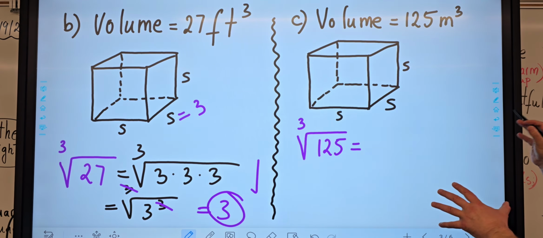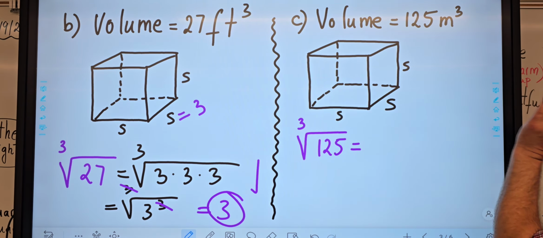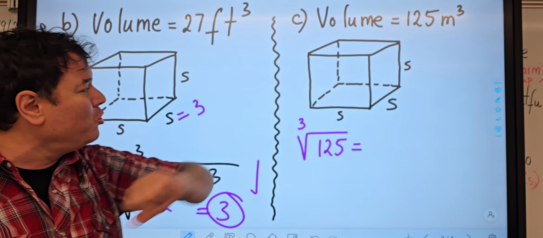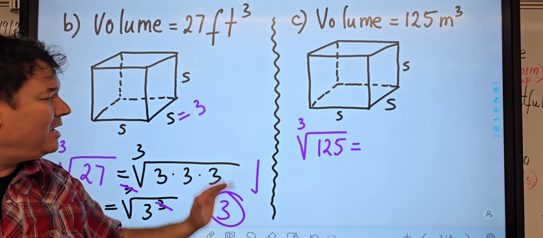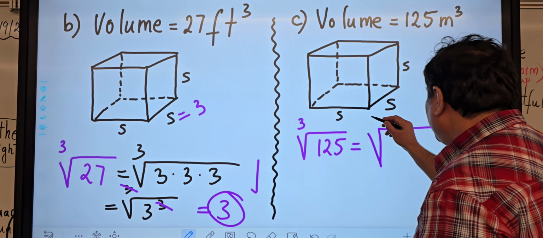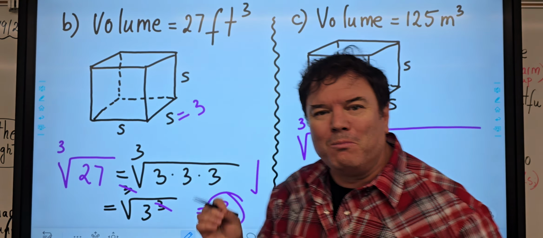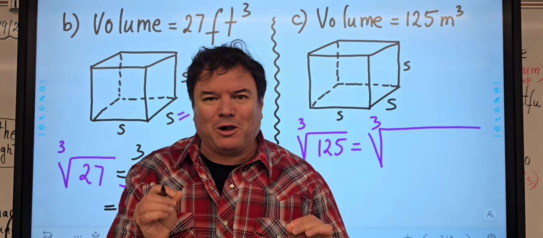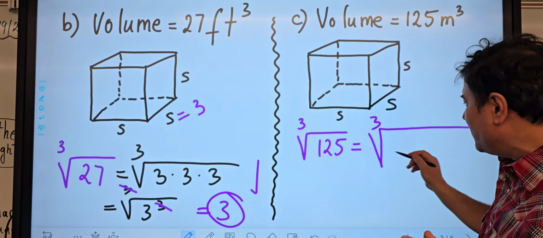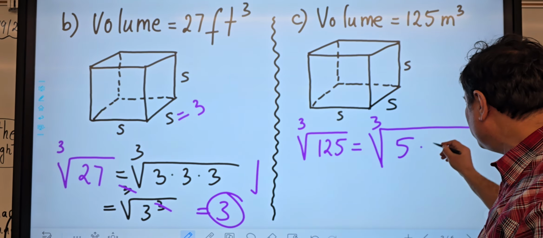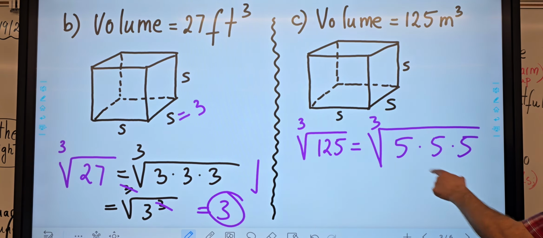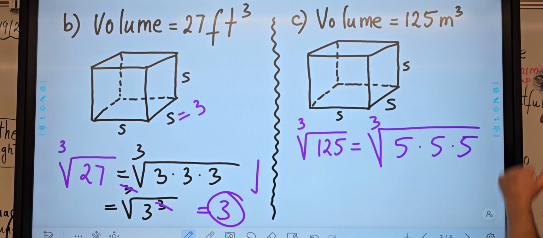Let's take a look at the final example here. Now we have the volume of the cube is 125 meters cubed, right? And now again, we are trying to break down 125 into 3 numbers multiplied by itself. It will give us 125. So of course, that number would be 5. 5 times 5 times 5. Because 5 times 5 is 25, and 25 times 5 is 125.